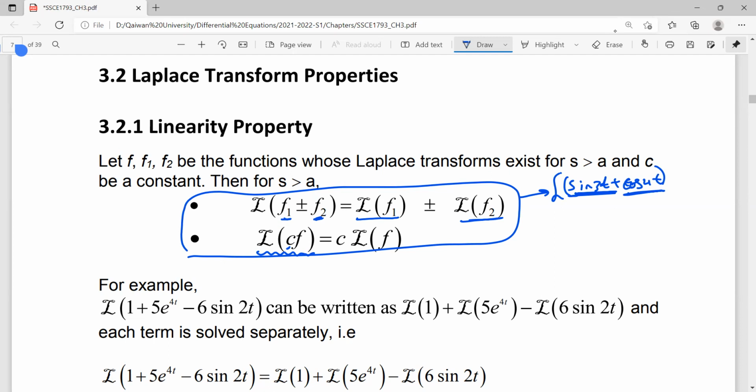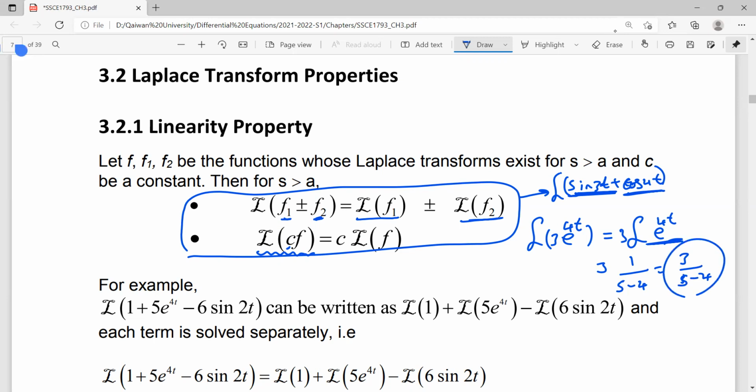And if we have the Laplace transform of, let's say, 3e to the power 4t, this equals 3 times the Laplace transform of e to the power 4t. We take the Laplace transform for e to the power 4t, which is 1 over s minus 4. And here we have 3 also. It's 3 times 1 over s minus 4, which is 3 over s minus 4. Okay? That is, if you have a constant which is multiplied by a function, we find the Laplace transform for the function, then we multiply the constant by the result.